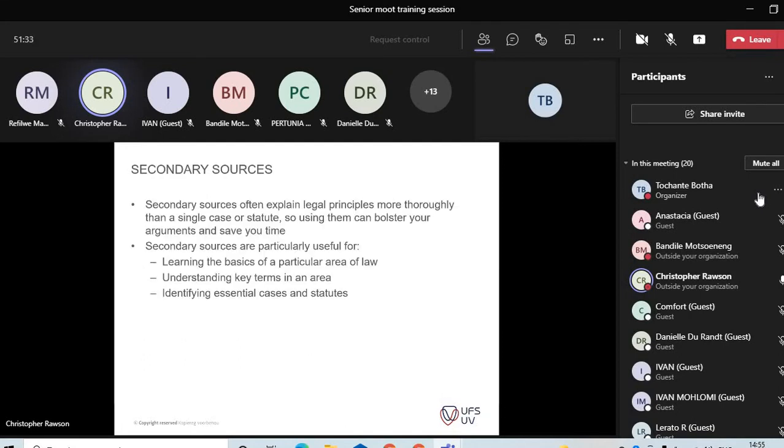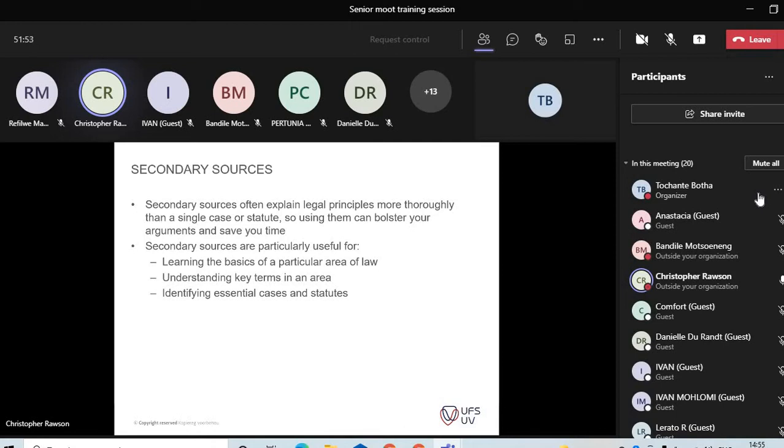Secondary sources, on the other hand, are often useful because they help explain the legal principles more thoroughly than a single case or statute. So you often use them to bolster your argument and also save you a bit of time in your research, because obviously they'll refer to all of the court decisions or to all of the primary sources that you want to use.